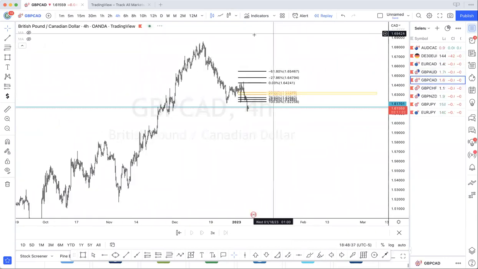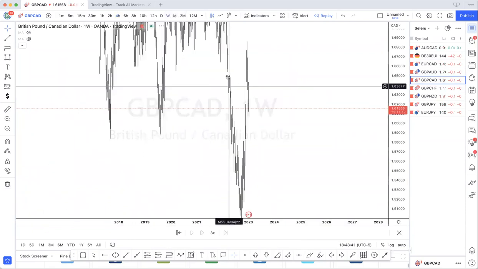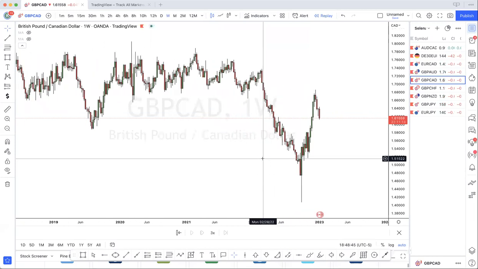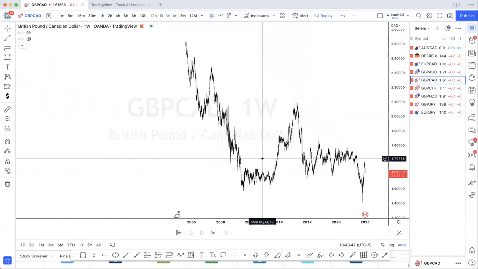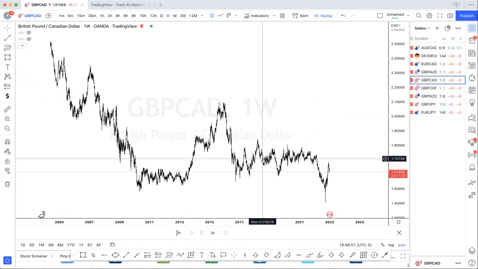Okay. GCAD weekly. Okay. Price is bearish.